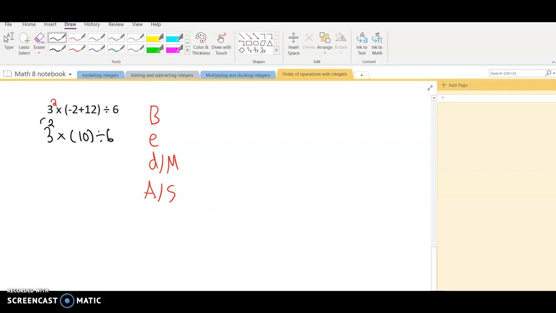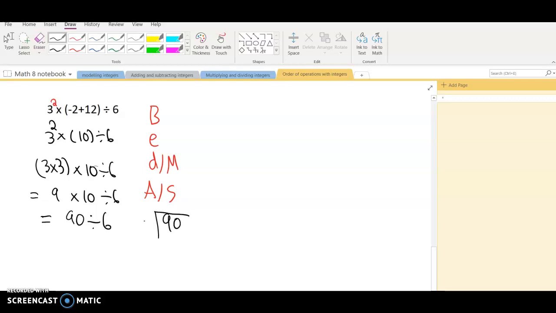Then you're going to do this exponent over here, which is 3 times 3 times 10 divided by 6, which equals 9 times 10 divided by 6, which equals 90 divided by 6.